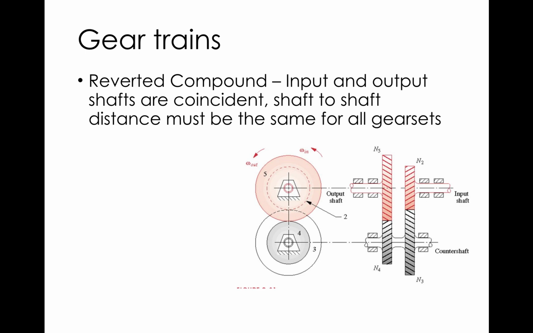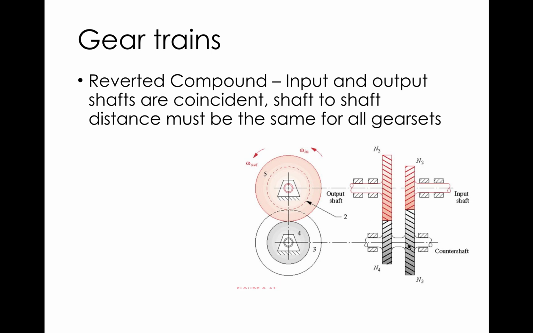Reverted compound. In some situations you want the central axis of the input and output gears in a compound gear train to be the same. There's a few good reasons for this. One is you can have these shafts run concentric to each other and have some kind of a bearing between them to help resist the side loading. If I just put this in as shown here without anything connecting these two gears, then the axial load is going to try to spread these gears up and this counter shaft down.